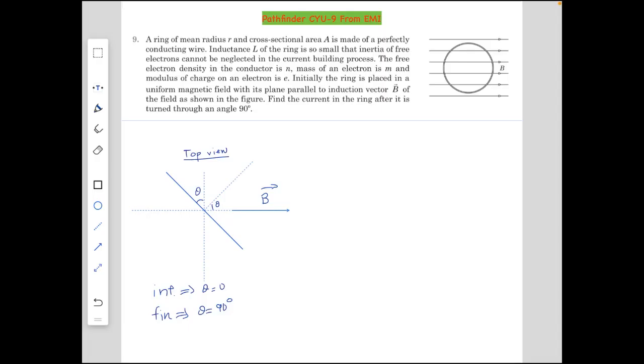So hello guys, here we have question number 9 from the exercise check your understanding from the chapter electromagnetic induction from Pathfinder. So let's start. A ring of mean radius r and cross-sectional area A is made up of a perfectly conducting wire.